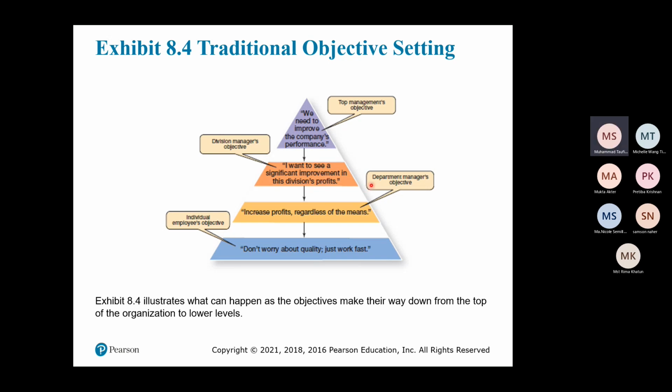Going down to the next level, the department manager objective is to increase profit regardless of the means. Then at the last level, the employee objective is, "Don't worry about the quality, just work fast," because they want to increase productivity, and increased productivity will increase profit. So this is how the goals in the organization are set up using traditional objective setting.